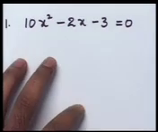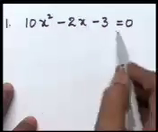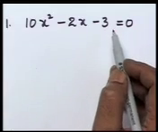10x squared minus 2x minus 3 equals 0. Now that's your question. Before you solve any question by the method of completing the square, all that you need to know is make sure that the coefficient of x squared is 1. If it's not 1, you divide by that number to make it 1.